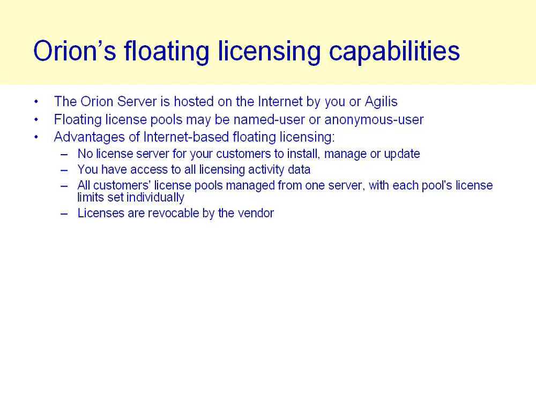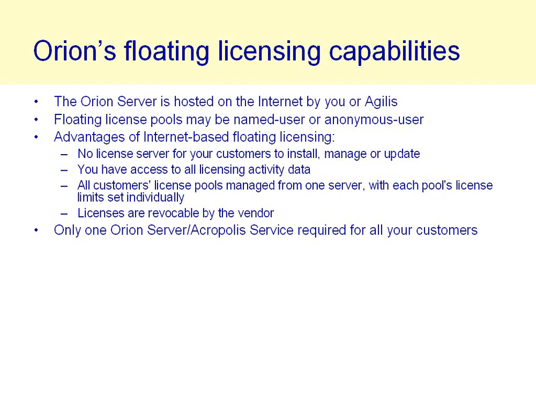You have access to all their licensing activity data, so you know what your customers are doing. For example, if they're frequently hitting their maximum user count limit, you have the data to go and convince them that they should buy more licenses from you. You just need one license server to manage all your customers' licenses, and each pool of licenses for each customer is managed individually with their own limits and user count. And of course, licenses are revocable. If at some point that customer ceases to pay, you can just cancel their licenses and they'll stop operating.